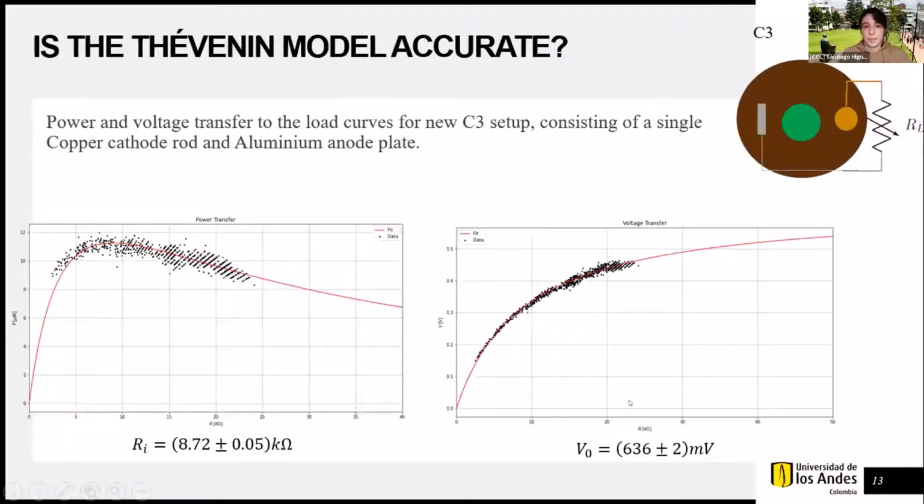So is the Thevenin model accurate? I performed measurements of voltage and power as a function of the variable resistance that we can tweak. We plot them to see if the model, which is the red fit, actually explains this behavior. What we found was a pretty good correlation between the experimental data and the fit proposed by the Thevenin model.